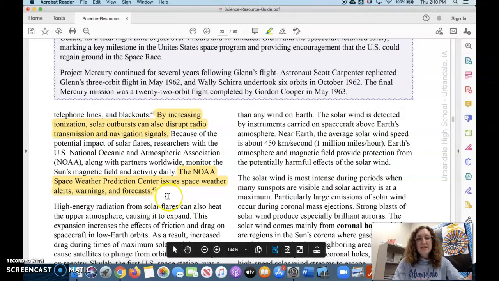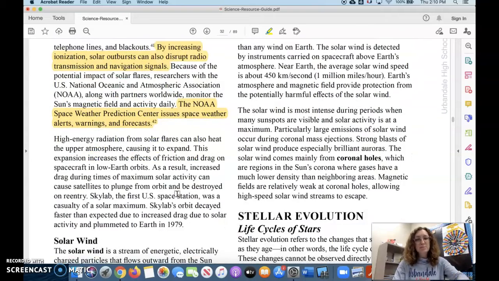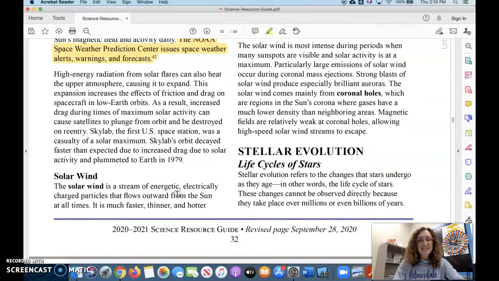So the NOAA Space Weather Prediction Center, they watch this stuff, and it's space weather. So you can be a space weather person. Sounds kind of fun to me. I think I would like that.